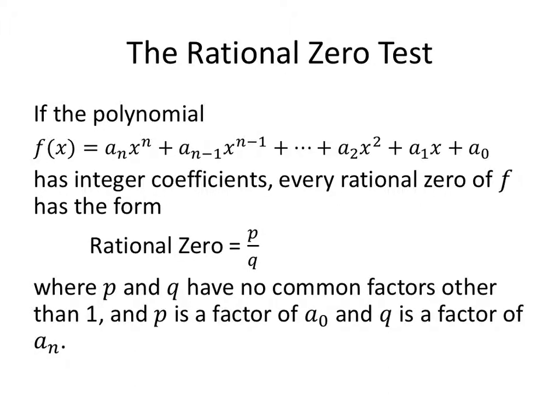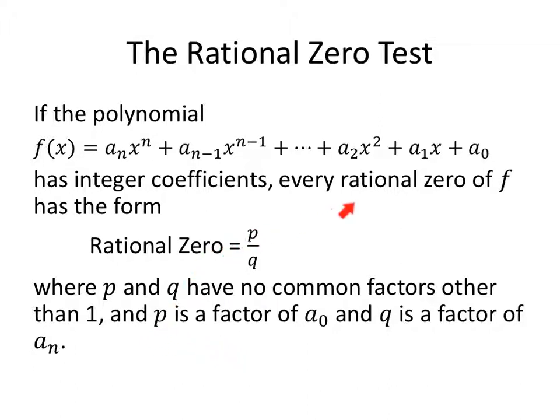So now we have the rational zero test. And the rational zero test is extremely helpful, actually, in finding zeros of polynomial functions. So if I have any polynomial with integer coefficients of degree n, every single rational zero of f is guaranteed to have the form p over q, where p over q has no common factors other than 1. So we wouldn't write 3/6, we would call it 1/2. All of my rational numbers are in simplest form.